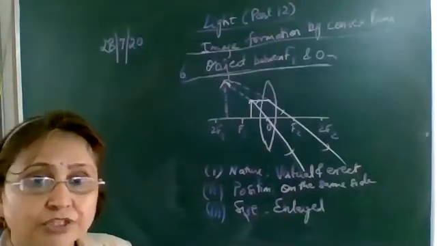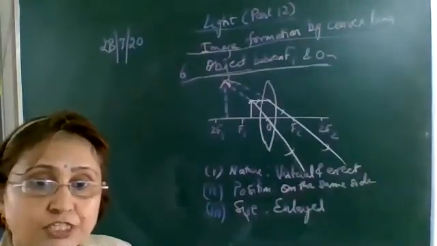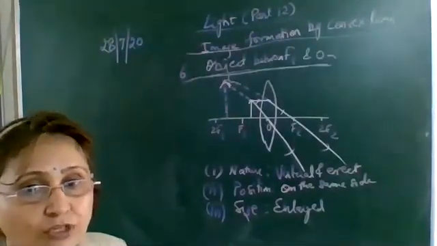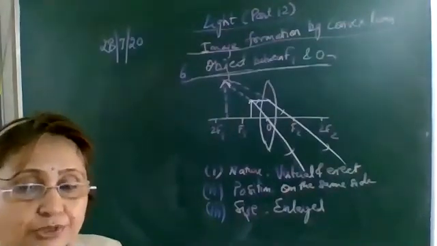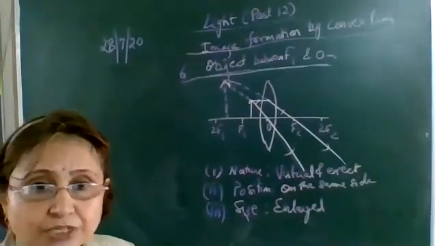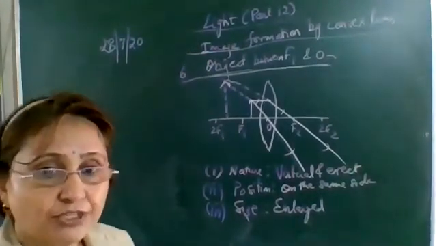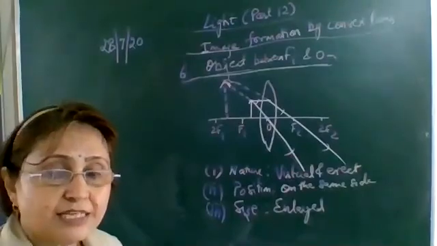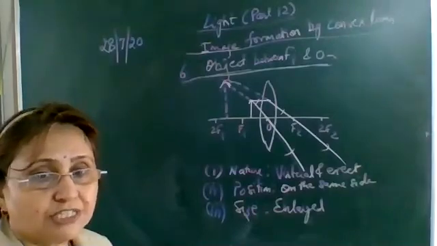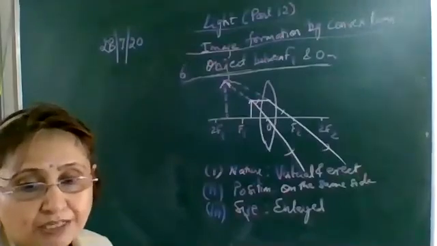So draw this diagram. Mark all the points on the principal axis. Draw the needle shaped object. Two incident rays, refract them according to the rules. And then write the three points about the image formation. The first one is the nature of the image. As the refracted rays are appearing to meet, it is virtual and erect. Position is on the same side where the object is placed, and the size is an enlarged image, bigger than the object.